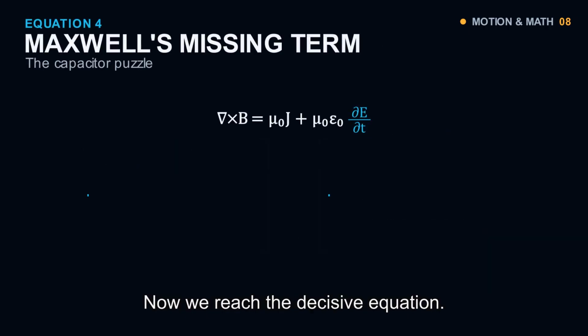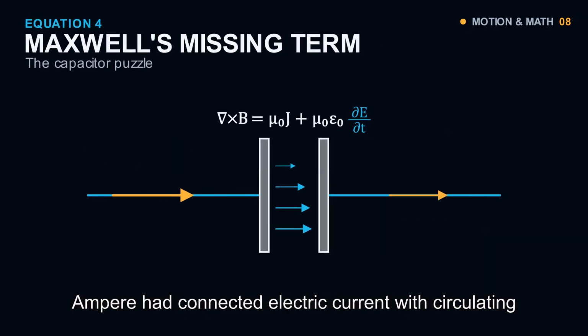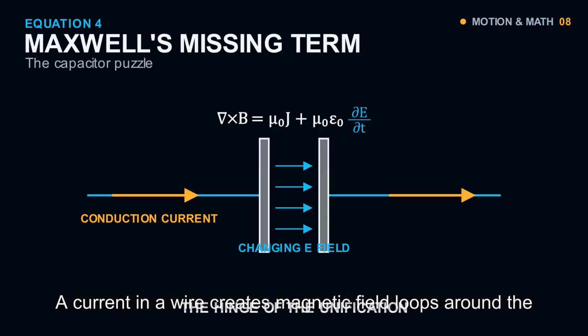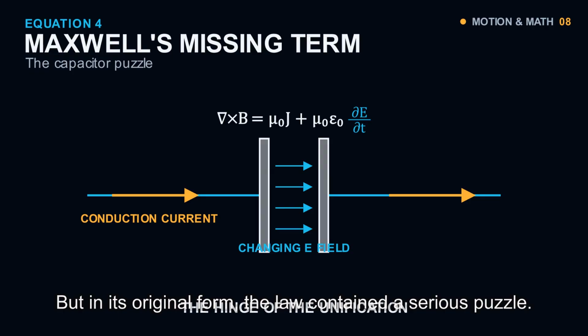Now we reach the decisive equation. Ampère had connected electric current with circulating magnetism. A current in a wire creates magnetic field loops around the wire. But in its original form, the law contained a serious puzzle.